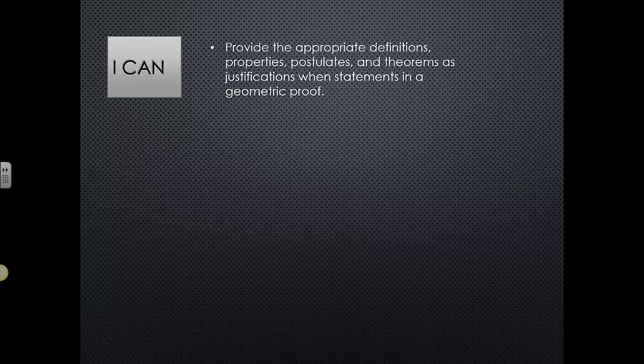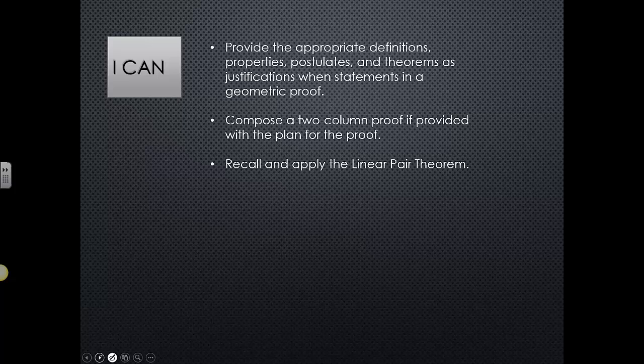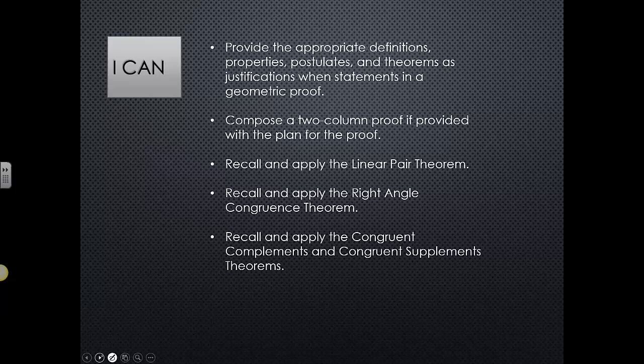In this lesson, by the end, you should be able to say that I can provide appropriate definitions, properties, postulates, and theorems as justifications for statements in a geometric proof, compose a two-column proof if provided with a plan for the proof, recall and apply the linear pair theorem, recall and apply the right angle congruence theorem, recall and apply the congruent complements and the congruent supplements theorems.